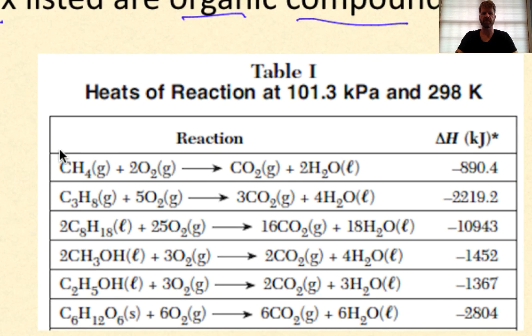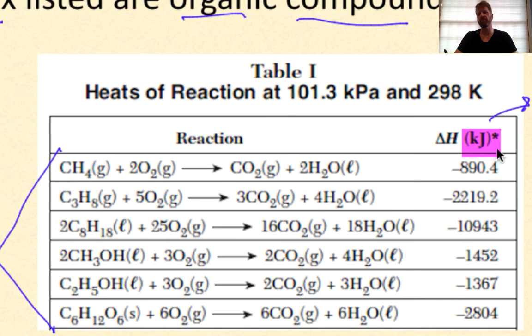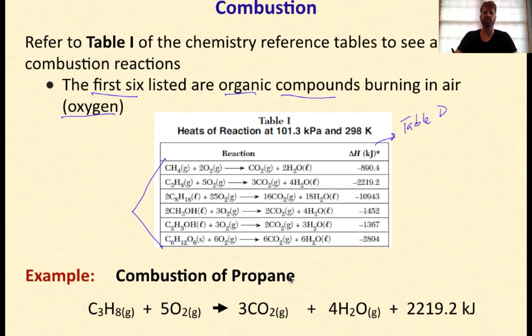Here we have our first 6 reactions on Table I, and we recognize the organic reactants here and oxygen gas as reactants to produce carbon dioxide and water in each case, and this column involves energy. The unit of kilojoules you can find on Table D, selected units, and the J stands for joule, which is a unit of energy, and kilo means 1,000. Let's examine the combustion of propane.